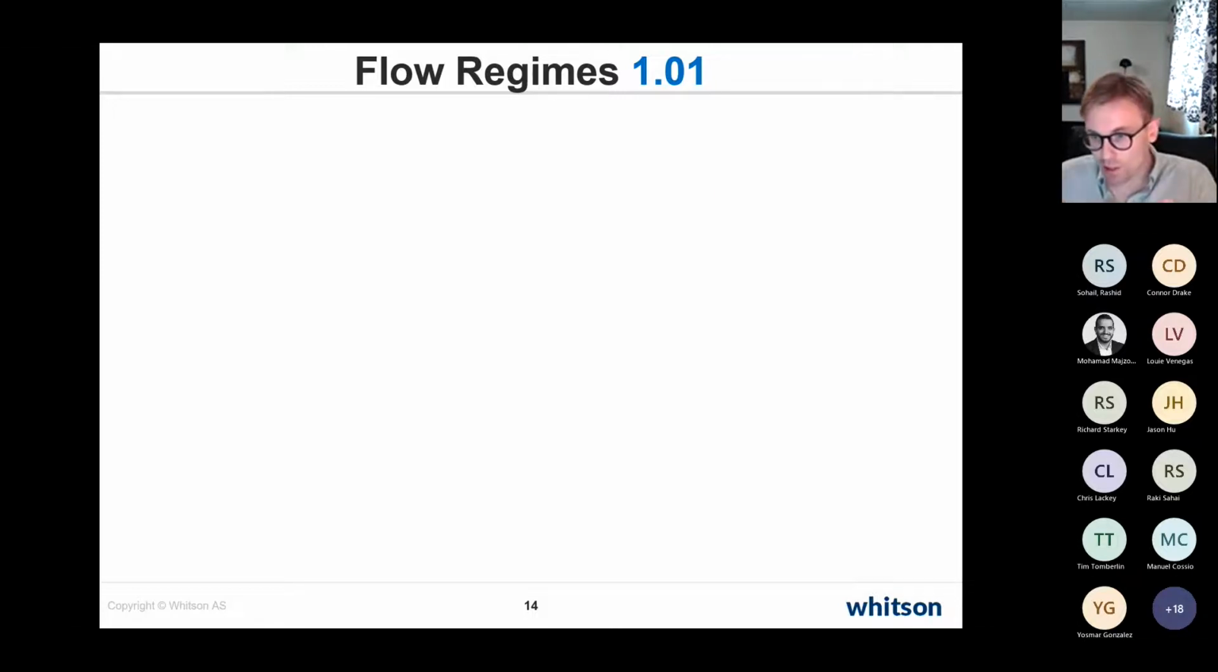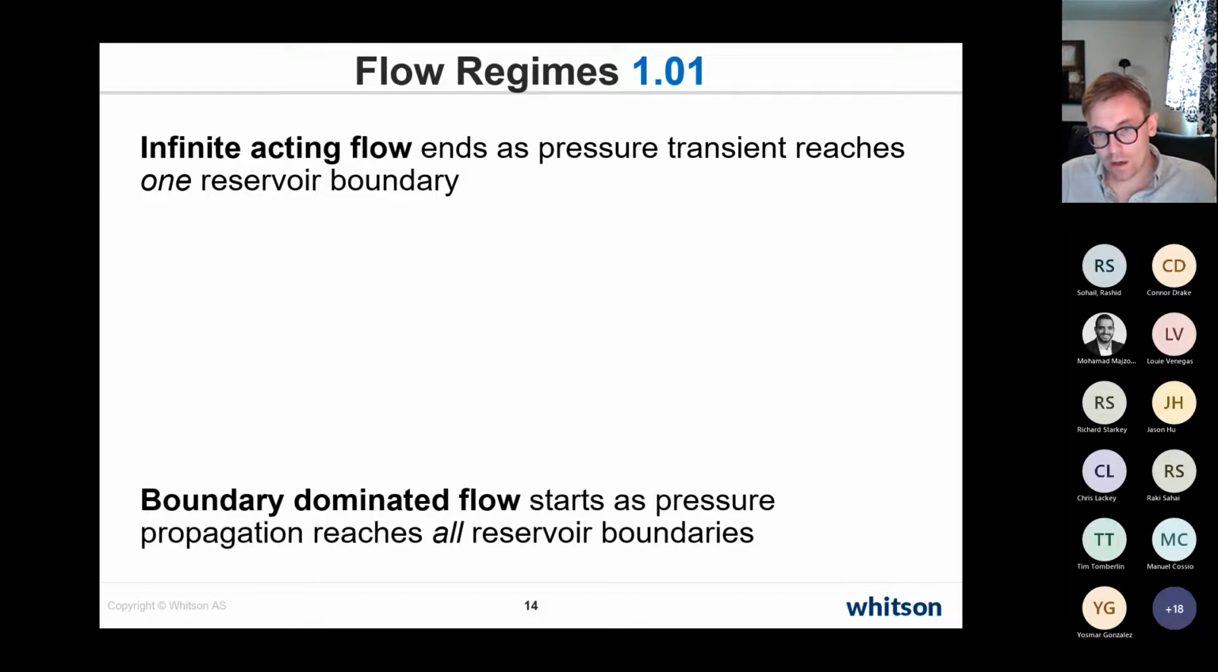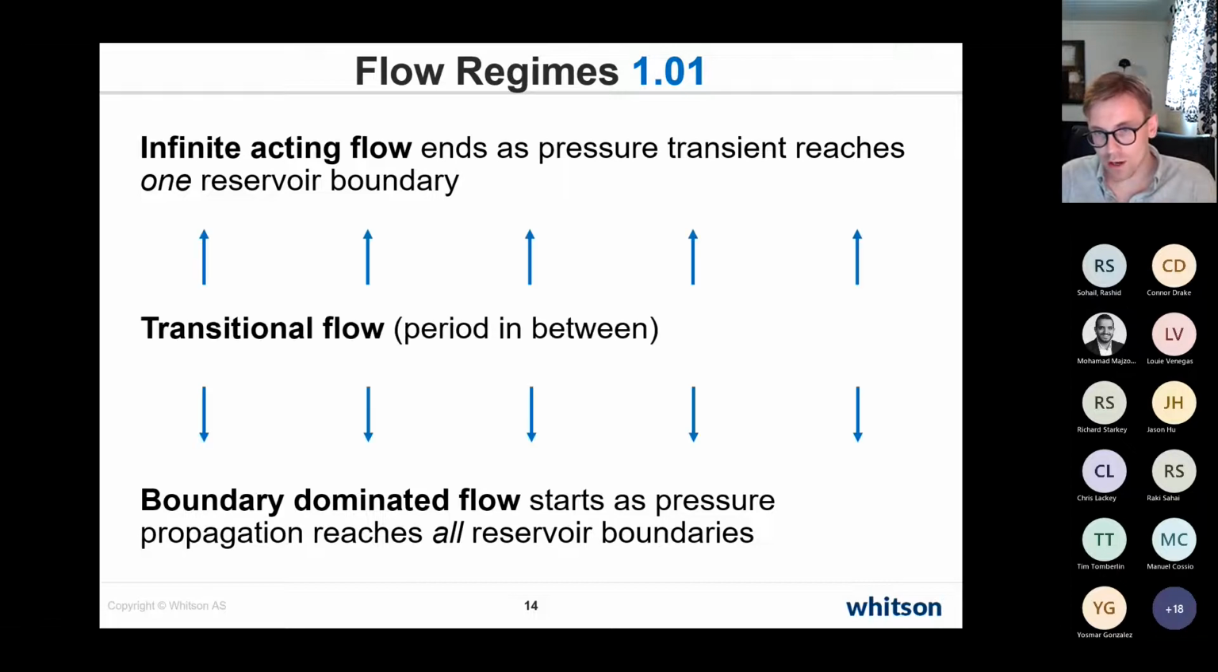So there are 3 flow regimes that we'll talk about in this context, and that I think are relevant for tight unconventionals. It's the so-called infinite acting flow regime that ends as the pressure transient reaches one reservoir boundary. And then you have boundary dominated flow, which is the opposite extreme, that starts as pressure propagation reaches all of the reservoir boundaries. And in between there, we're talking about what we call transitional flow.